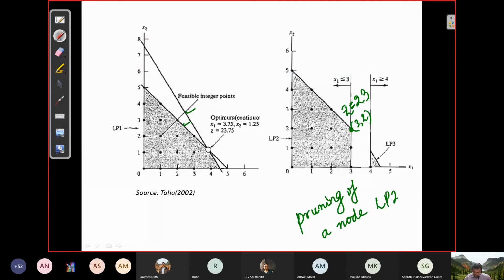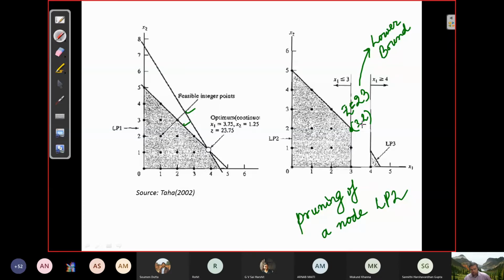Here LP2. So this is one condition by which you can prune a node: the moment you find integer feasibility, you can prune it. Now, what does it give? Z equal to 23. What can we say about this value 23? Is it an upper bound or lower bound to the original IP? Lower bound, right? So this gives the lower bound.